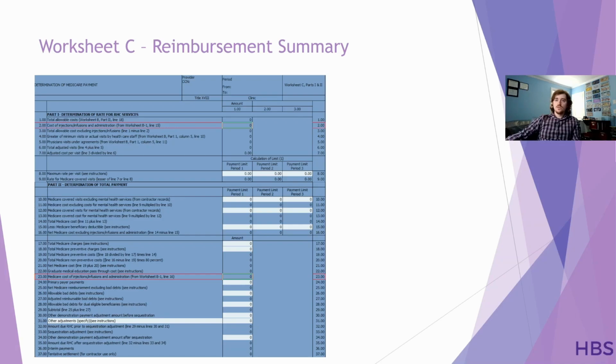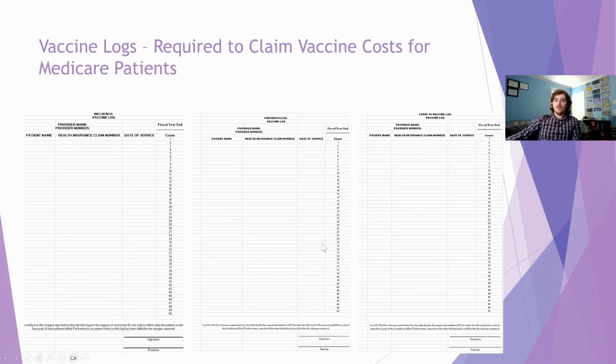Now, in order to get that reimbursement, you do have to jump through one hoop in order to claim it. Similar to Medicare bad debt, though not nearly as in depth, you do have to keep a log. You're going to want to keep a separate log for flu, pneumococcal, COVID-19, and if you're providing them, then monoclonal antibody products as well. You just need to include patient name, their Medicare number, and the date of service, and then the total number that is on these logs for your cost reporting period is what's going to go in line 13 on Worksheet B-1.